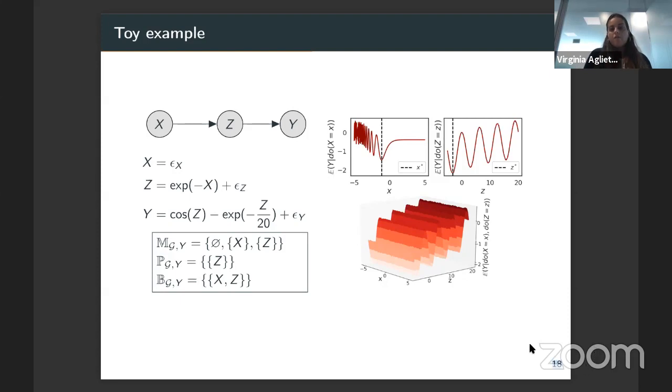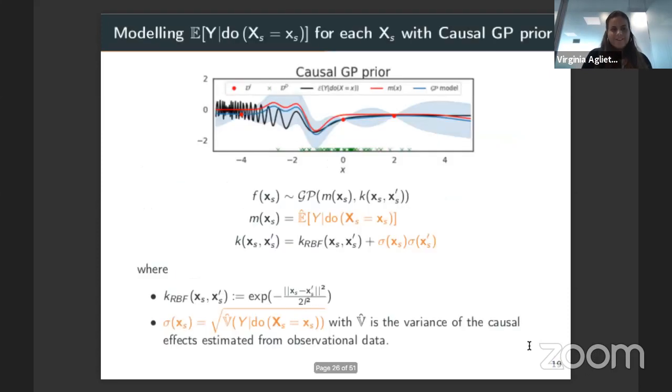Well, first of all, in order to find the optimal, we're going to place a GP prior on the expected value of Y given that we do an intervention. So we're going to have a different GP for every intervention that we want to explore. And the GP is going to have a specific structure in the sense that the mean function and the kernel function will be computed by exploiting the information that is given to us from the observational data.